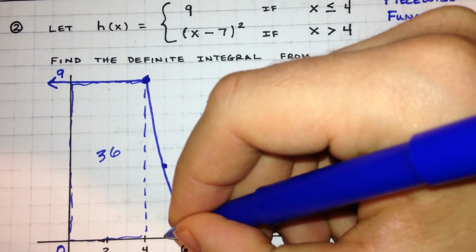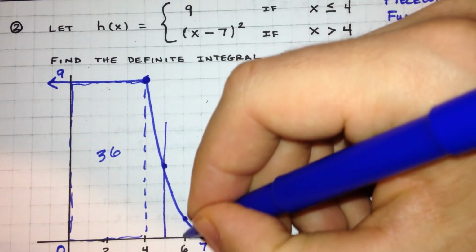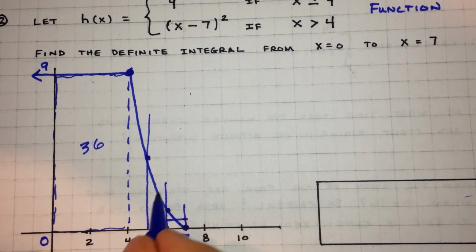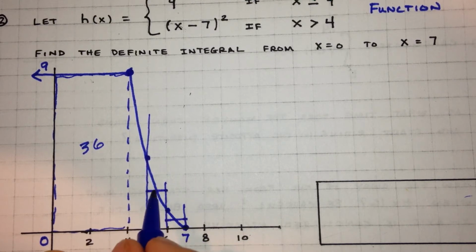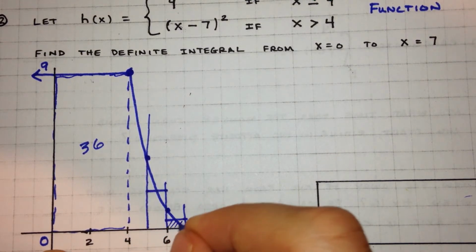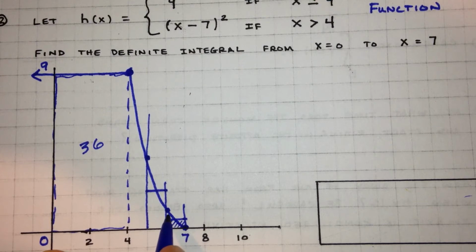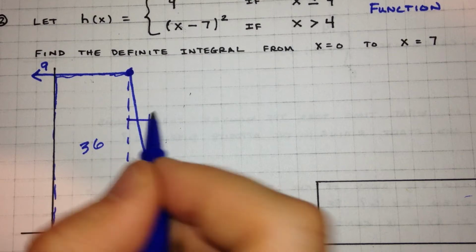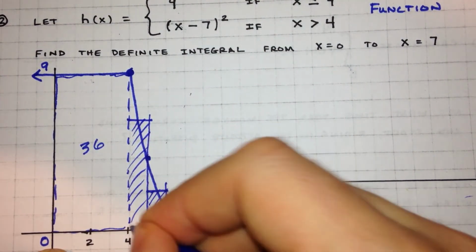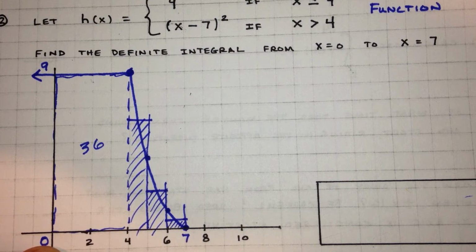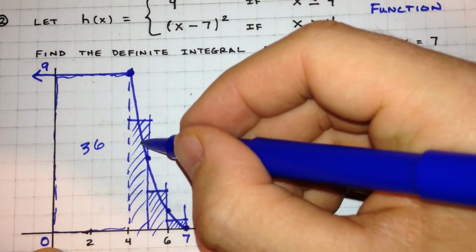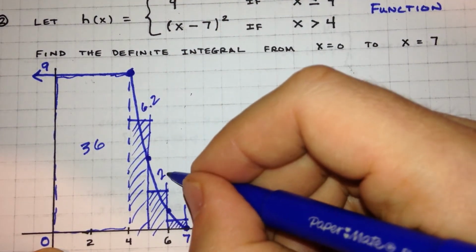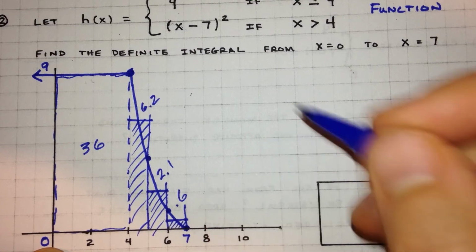So here, we're going to have to divide it up into rectangles. And again, as you're drawing your rectangles in, you want to pick a height so that the part that you catch and the part that you miss are about the same. Same thing here, and then same thing here. So I'm going to estimate that this right here is about 6.2. And this right here is 2.1. And this right here is 0.6.